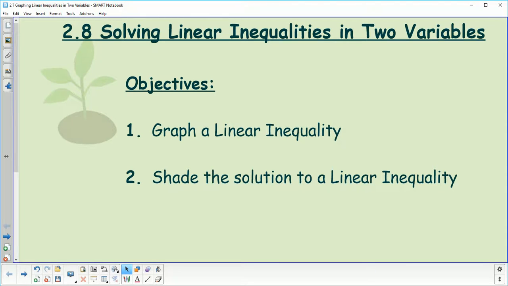Alright, Common Core Algebra 2, we are here for our last unit, or last section, I should say, in Chapter 2. This is going to be Section 8. It's going to be all about solving linear inequalities in two variables. So we're going to have a y and an x.